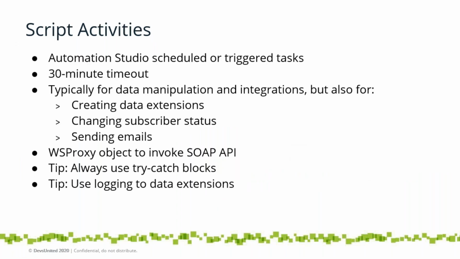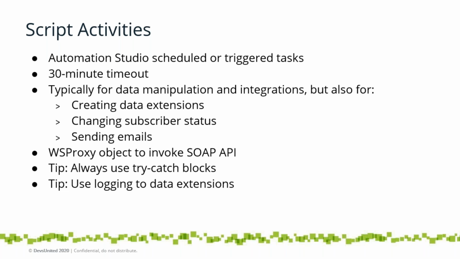So let's walk away from the email message itself for a minute and go to script activities, which is another place in Marketing Cloud where we can place server-side JavaScript, and we can put that in schedule or trigger tasks in Automation Studio. So we typically do this for integrations to manipulate data that we get from external systems, but you can do any kind of stuff like sending emails, triggering other automations, creating data extensions, etc. Keep in mind, don't do a very long batch because you will have a 30-minute timeout period.